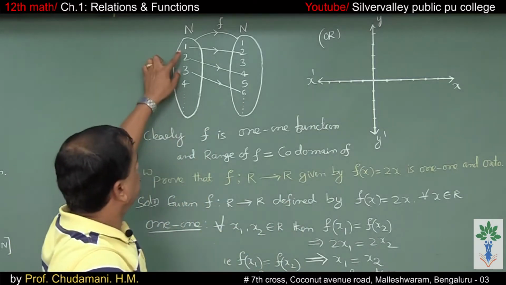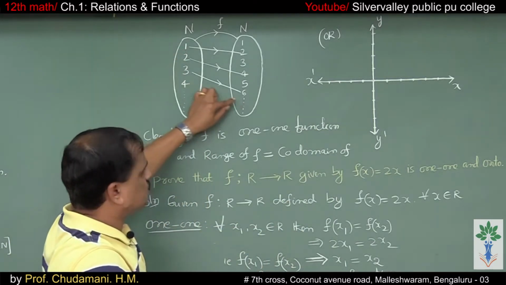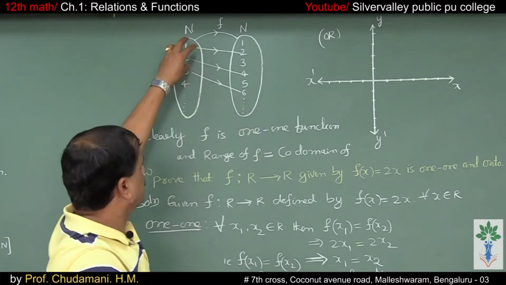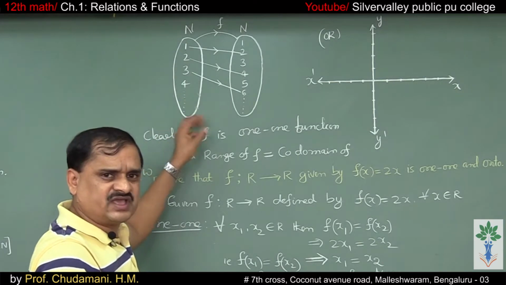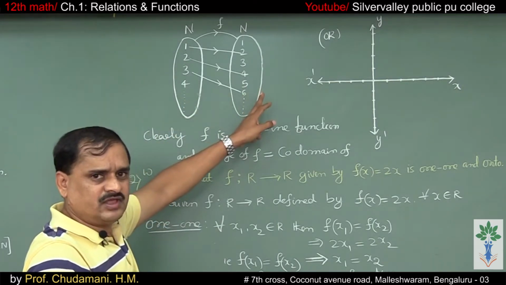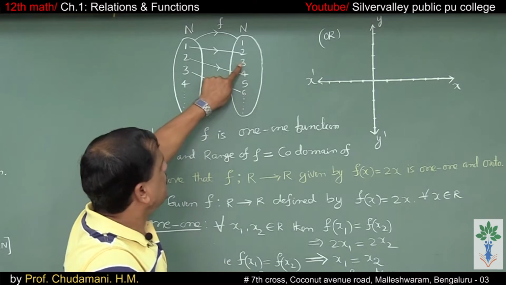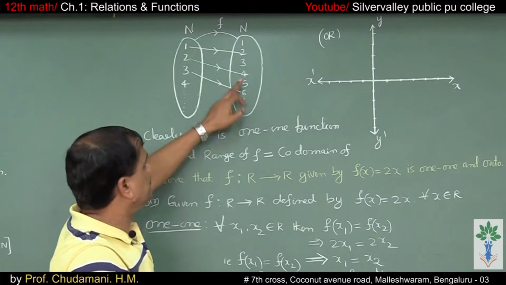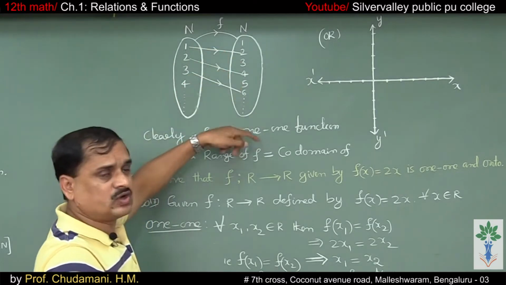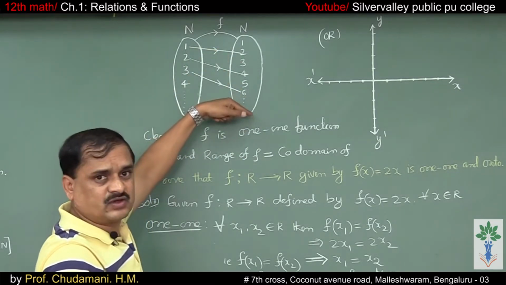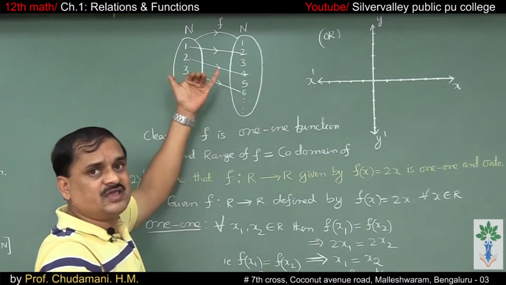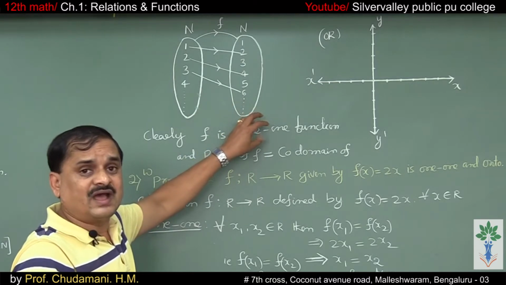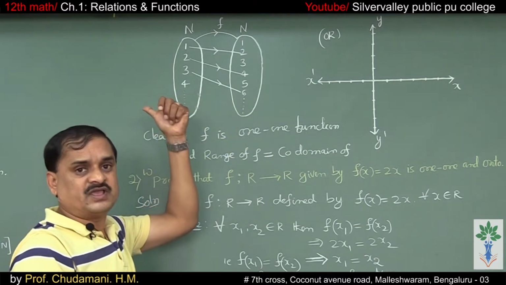And observe here, 4 associated to 8, then 5 associated to 10 and so on. Every element of the set A has some image. Look at this: 3 doesn't have any pre-image, even 1 doesn't have any pre-image, 1, 3, 5 and so on. So many elements are left out which have no pre-image. Onto means every element of the set B has at least one pre-image.